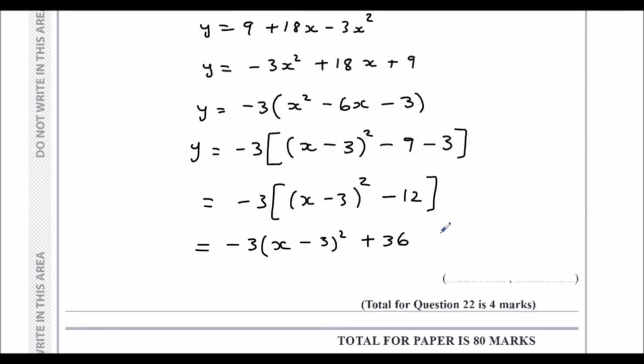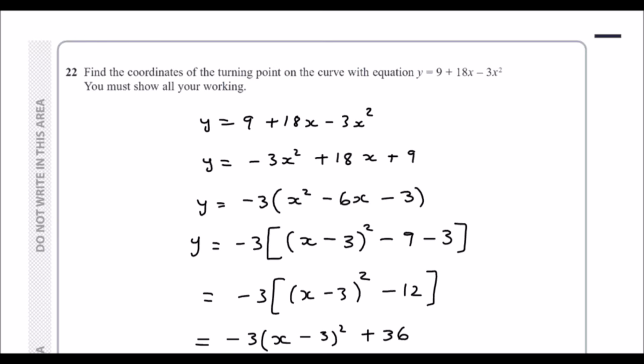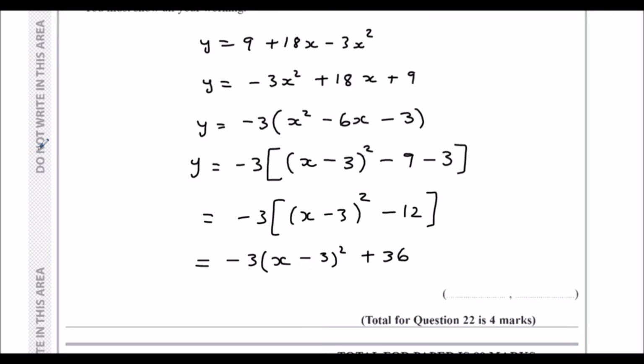So the turning point of this graph is going to be, the x is going to be whatever makes this bracket 0. That's going to be when x is 3. And when that's 0, 0 squared times minus 3 is 0. What's left? 36. So y will be 36.